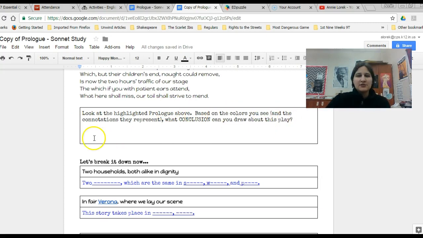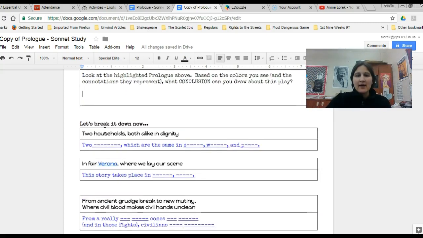Based on the colors you see and the connotations they represent, what conclusion can you draw about this play? Based on if you're seeing more positive than negative or more negative than positive, you might be able to draw a pretty decent conclusion. Remember, a conclusion is a new idea, something that's not told to you directly or that I haven't said directly. So a sentence or two there is basically a guess about what kind of play it's going to be based on what you saw in the connotations.